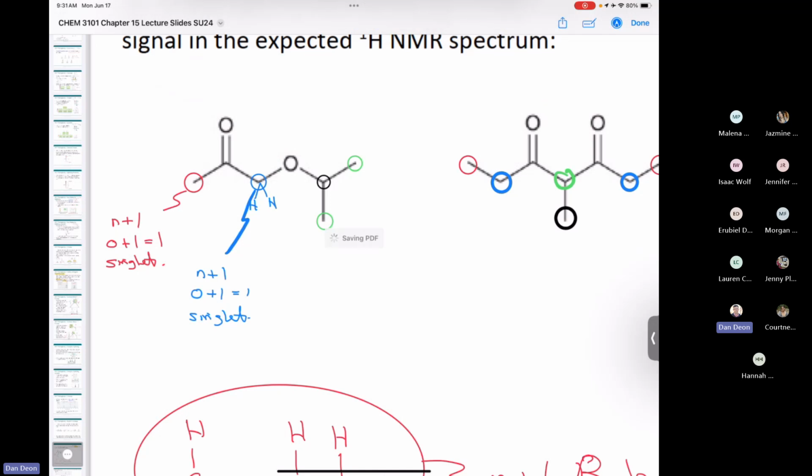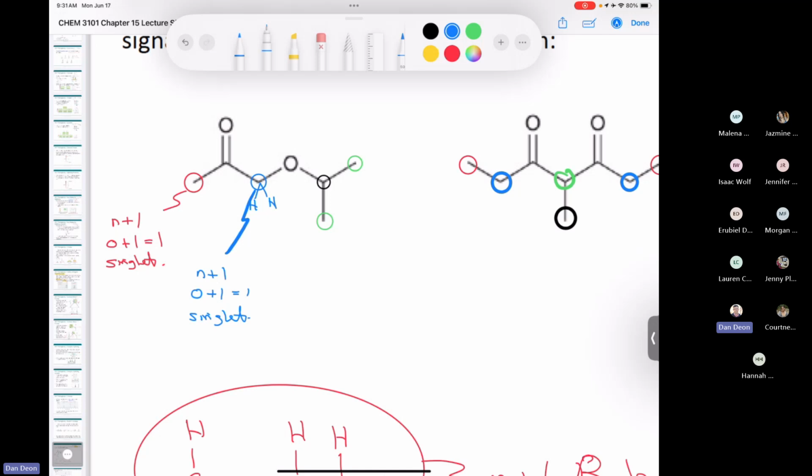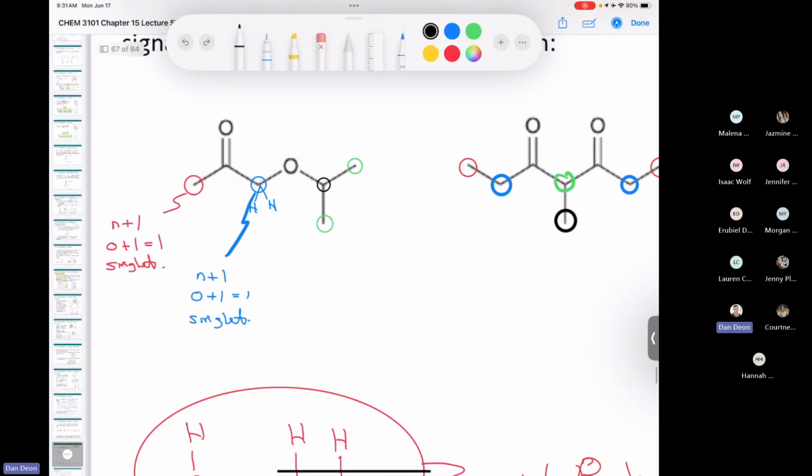And if we look at their neighbors, they have no neighboring protons if we follow 2 or 3 bonds. So if we went 1, 2, 3, there's no protons here. 1, 2, 3, no protons there. So it has no neighbors, and so we get a singlet for those 2 protons. What about the black one here? Could anybody tell me what kind of splitting I get for this one? Would I get a singlet, doublet, triplet, quartet, if I used the n plus 1 rule for this guy?